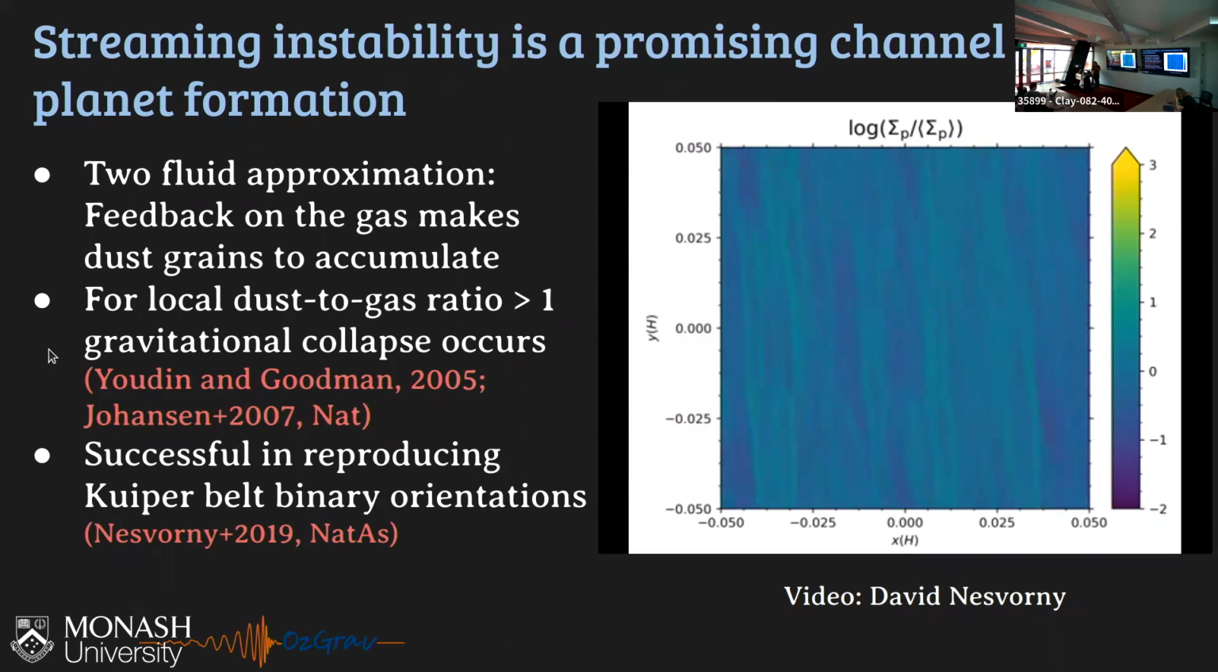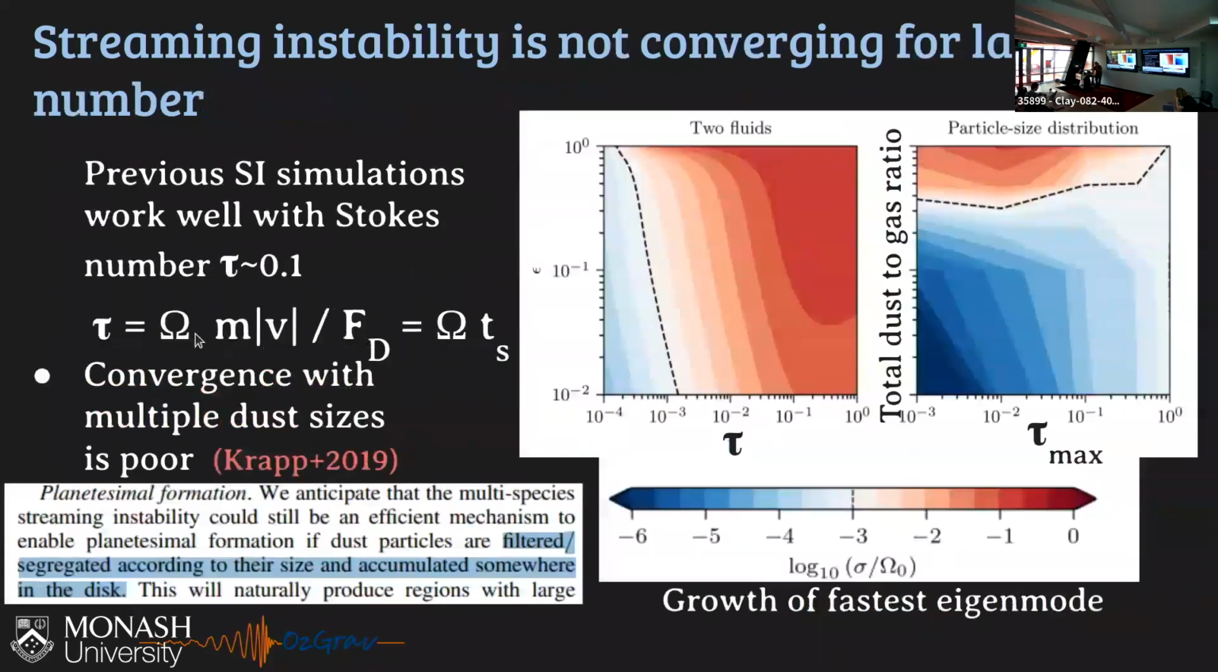But it has been done mainly for, how do I skip slide? Okay. It has been done mainly for one size of dust. And very recently, these guys showed that if you actually use multiple dust species, you could have some convergence issues, especially if you don't use one Stokes number, which has been discussed already, so I skip this. But if you have a variety of Stokes numbers, it's actually quite slow and it may not converge at all.